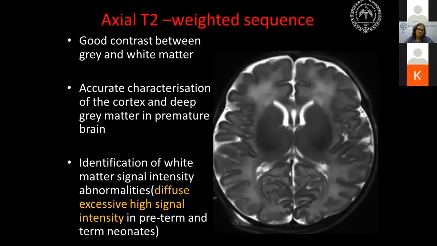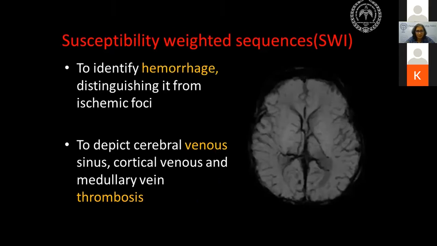Axial T2-weighted sequences provide a very good contrast between gray and white matter, and are useful for accurate characterization of the cortex and deep gray matter in the premature brain. So identification of white matter signal abnormalities, that is the diffuse excessive high signal intensity which can be seen in preterm infants, can be picked up on T2-weighted sequences.